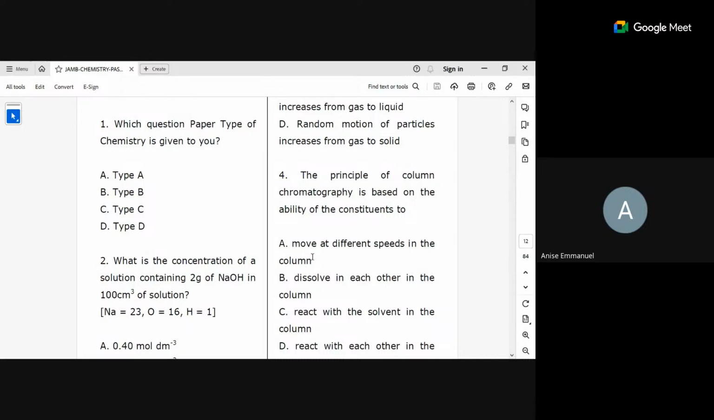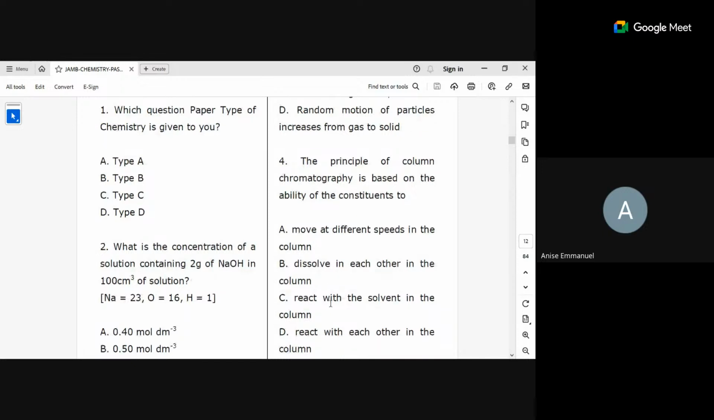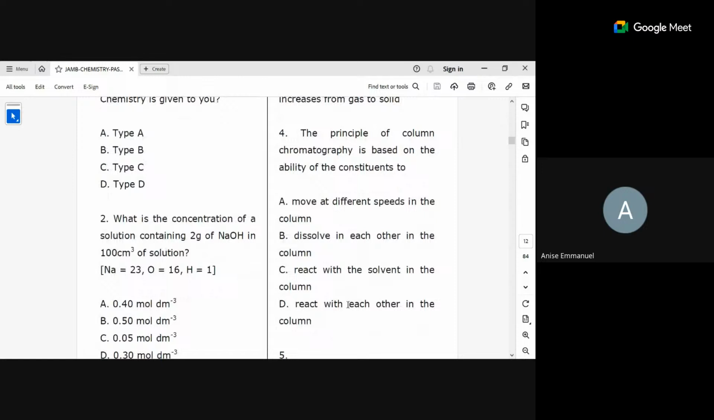Again, the principle of column chromatography is based on the ability of substances to dissolve in each other in the column, react with the solvent in the column, and react with each other in the column. So when you look at this, it is very simple. In order to do this, the answer is: they move at different speeds in the chromatography. It helps very, very well when you're trying to separate ink.